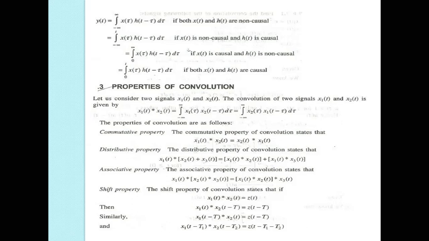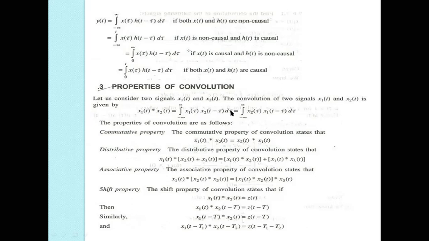Let us consider the two signals x1 of t and x2 of t. I assume x as x1 of t and h as x2 of t. According to the formula, the convolution of the two signals x1 of t and x2 of t is given by x1 of t asterisk x2 of t, which is the integral from minus infinity to infinity of x1 of tau, with x2 of t minus tau, d tau.